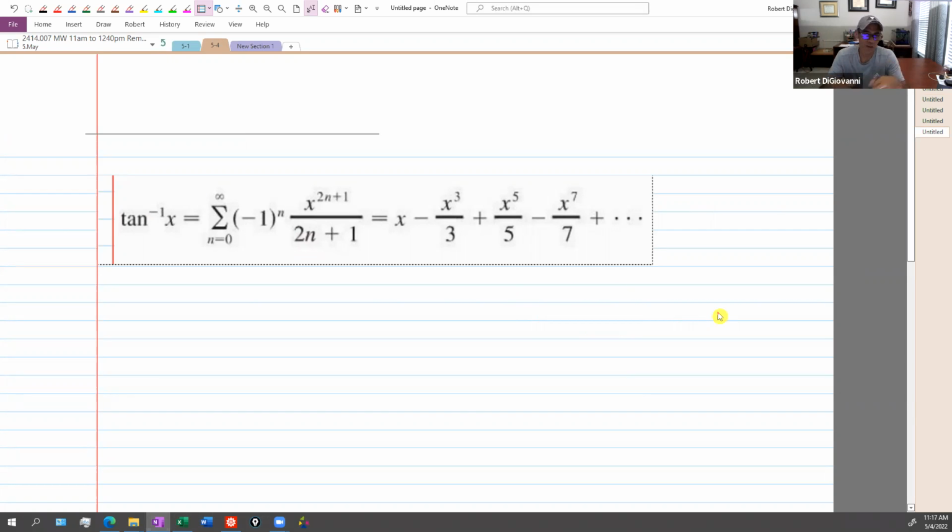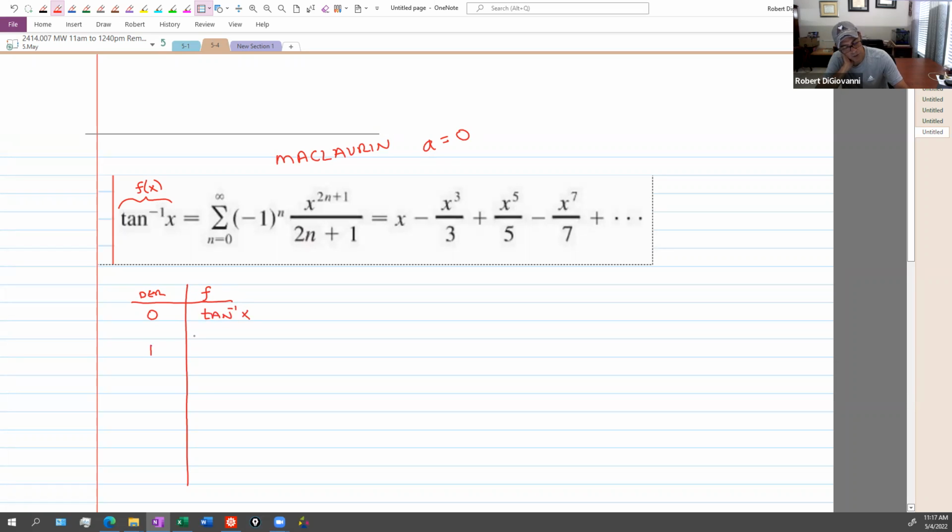So we can't use the table. I mean, the table has the answer. We're trying to prove that this is true. So what we're going to have to do is treat this like our function, f of x, and then see what this is going to look like if we start to make our table. We're trying Maclaurin here, which means a is 0. So there's our derivative. Our 0th derivative is inverse tangent of x. Our first derivative, well, the derivative of arctangent is 1 over 1 plus x squared.